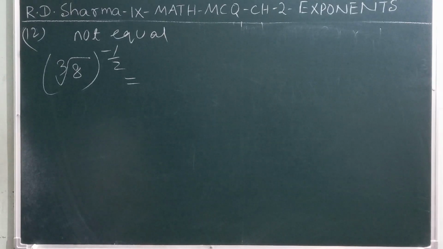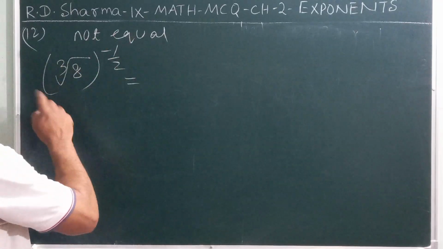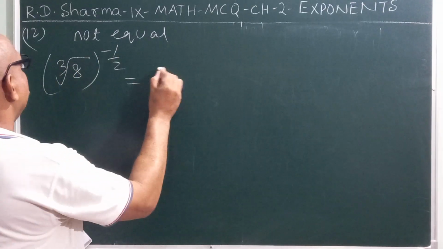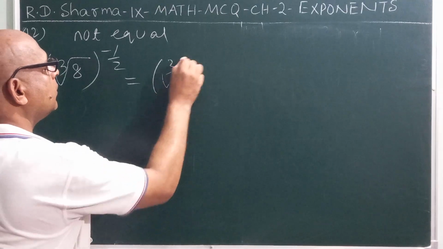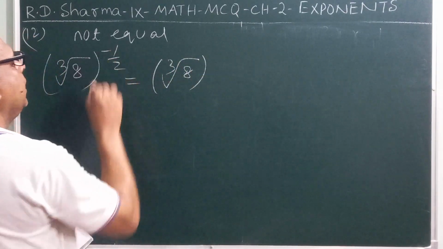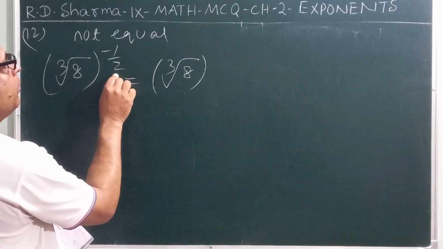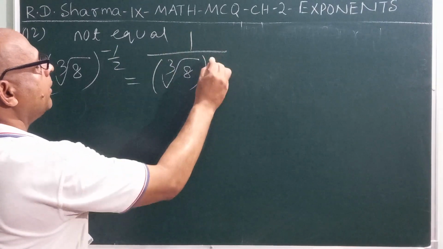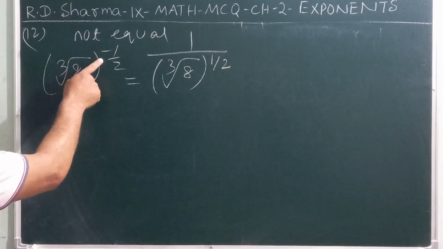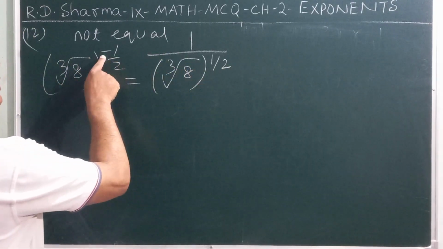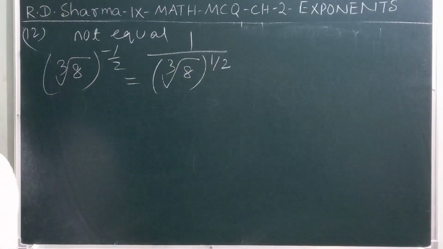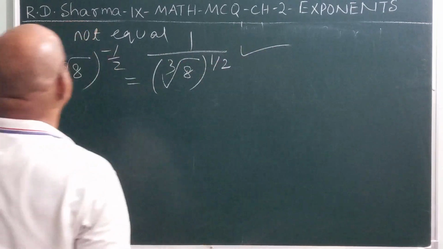Next, number 12. Not equal, this form. Not equal. Root 3, 8 root 3 minus 1 by root 2, 1 by 2. Minus plus, omit the minus. 1 by, omit the minus. It is okay. Next.